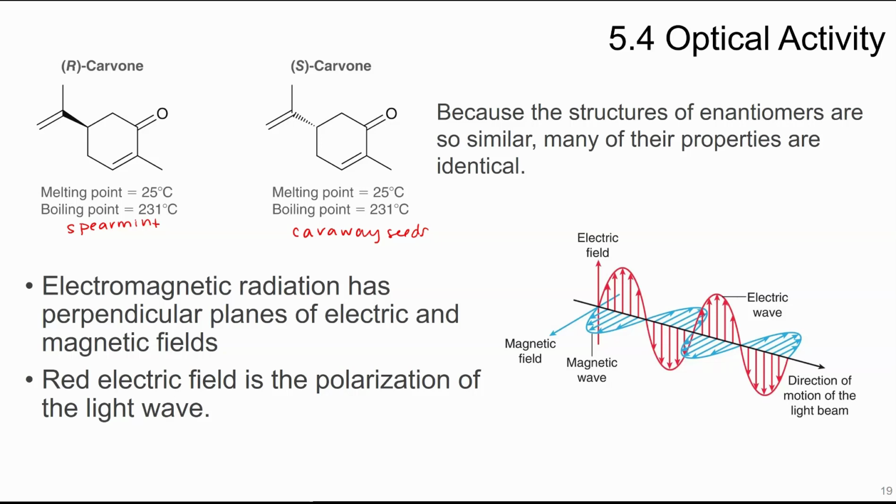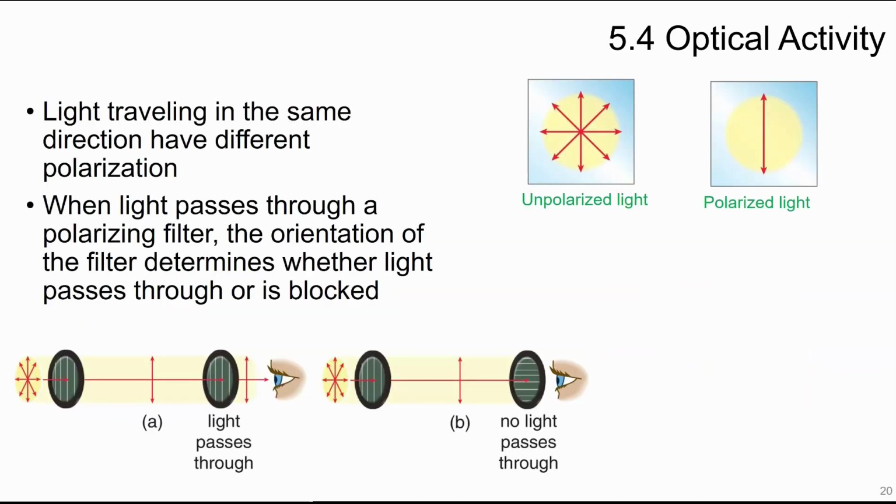So we look at something like electromagnetic radiation that has perpendicular planes of electric and magnetic fields. The red electric field is the polarization of a light wave, and that is in one plane, while the magnetic field is in a perpendicular plane. So we have magnetic fields and electric waves, and there's one direction of motion of a beam of light. Light traveling in the same direction can have different polarization.